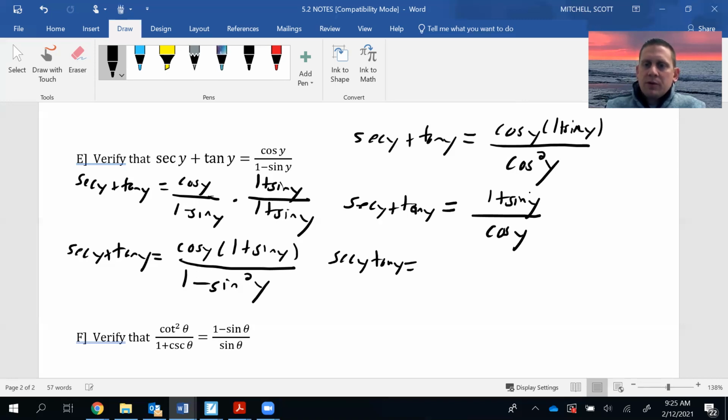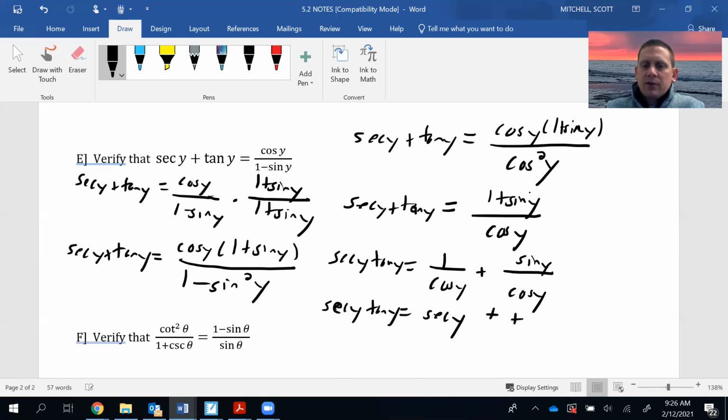So now what we want to do is, we have really one thing. We want to split that up into two things. So split the top into two different things with the same denominator. And I think we're one step away and then we're done. What's 1 over cosine? That's secant, that's an identity. And then sine over cosine is the tangent. And that is what I wanted.